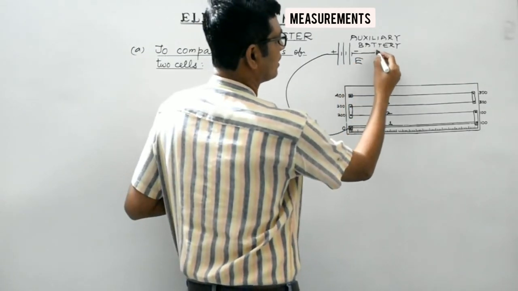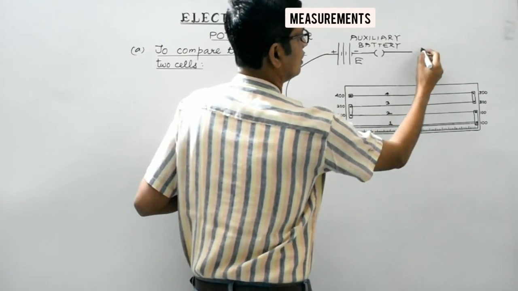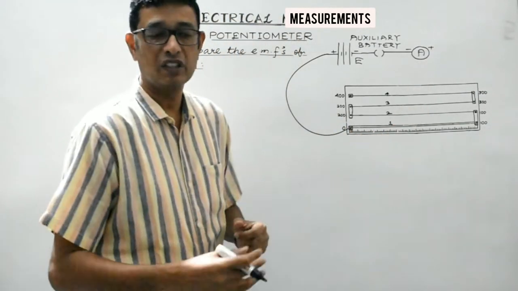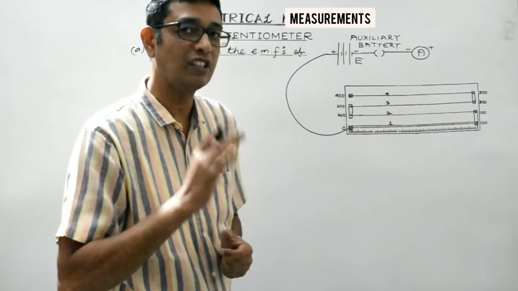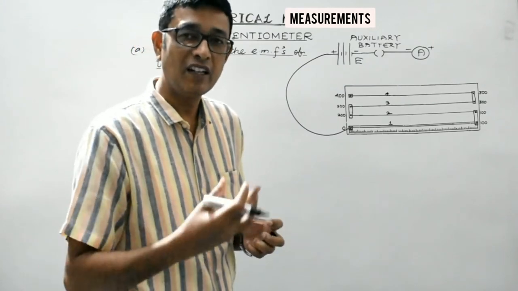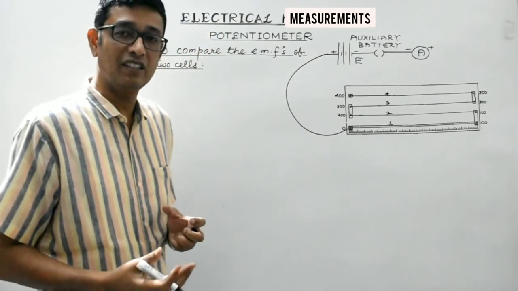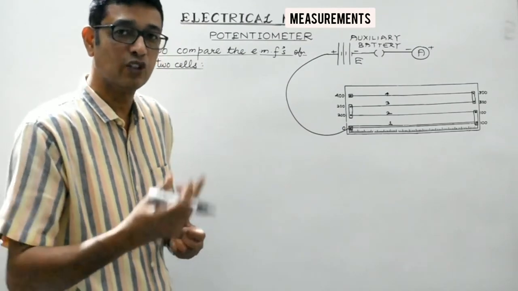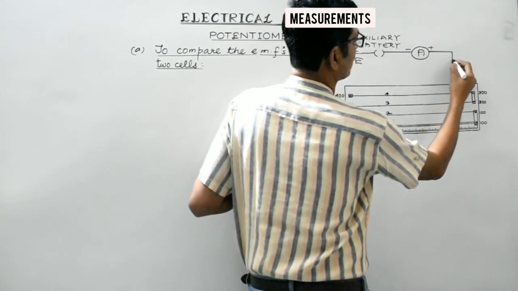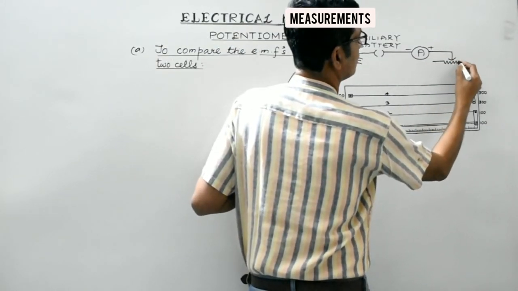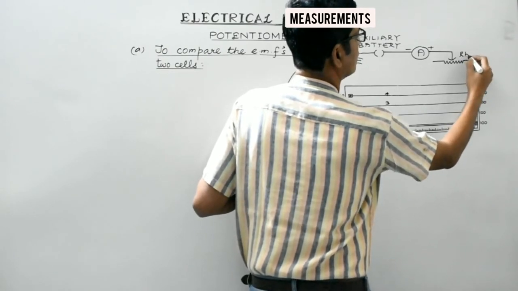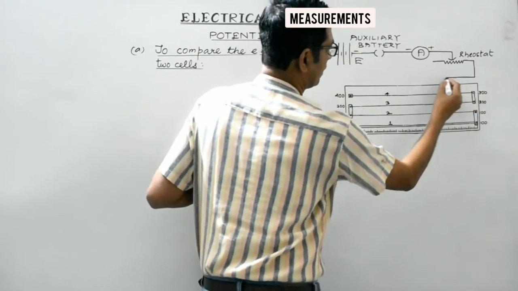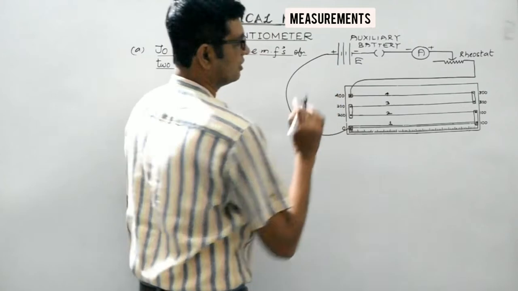And a key may be connected over here. Then an ammeter is to be connected in series. Ammeter will tell us whether the current flowing through the circuit is constant or not, right? And in order to regulate the current, or in order to maintain a constant current in the circuit, we have to adjust the resistance, isn't it? For that we make use of a rheostat. This is a rheostat. And this is connected to the other end of the potentiometer, like this.